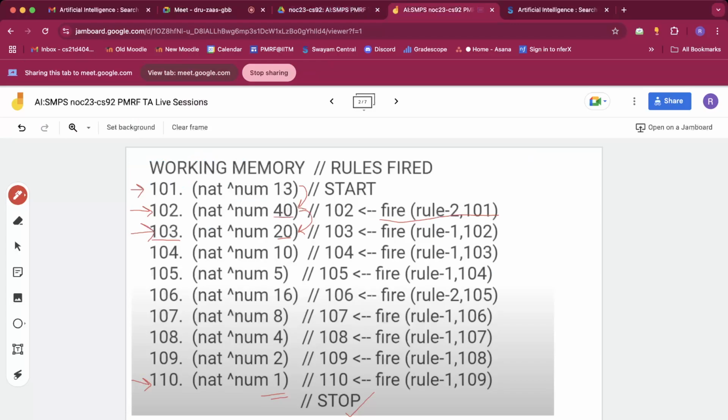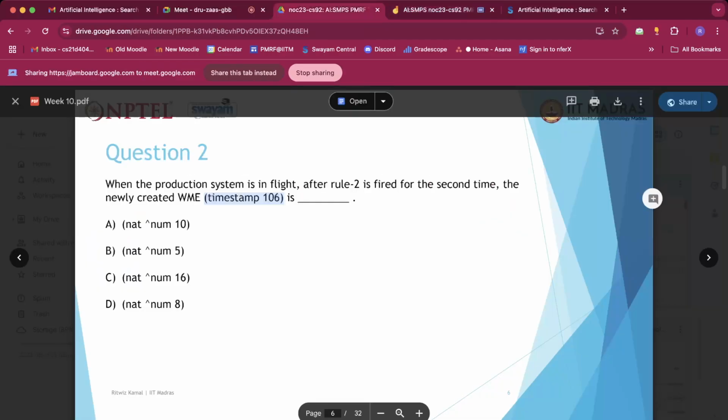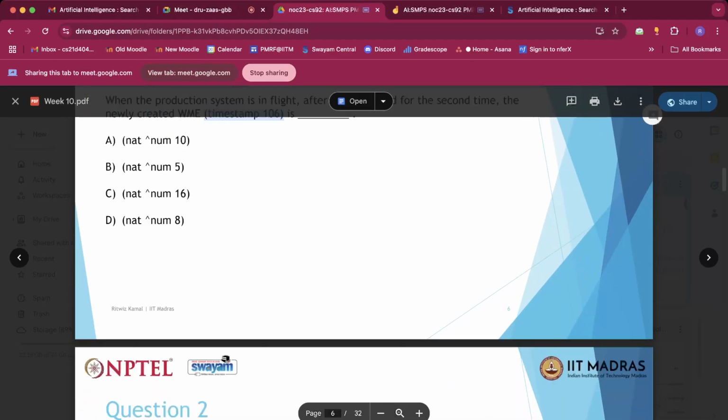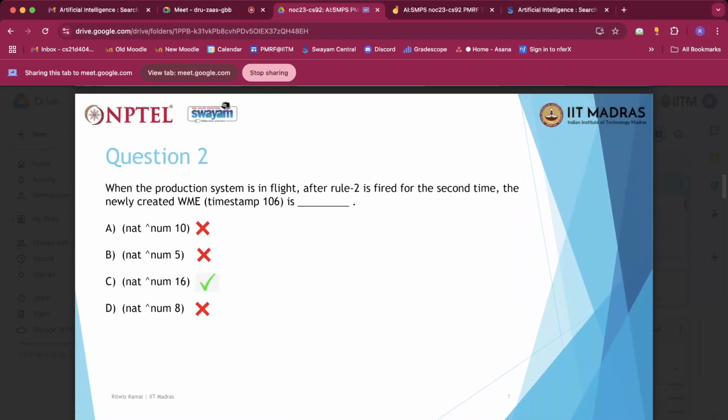So we can see here rule 2 was fired for the first time. Then here rule 1 was fired, again rule 1 was fired, again rule 1 was fired, and here rule 2 was fired for the second time, right? So at this point of time, we will be adding this particular element to the working memory, right? So the correct answer in this case would be C again, that num16.